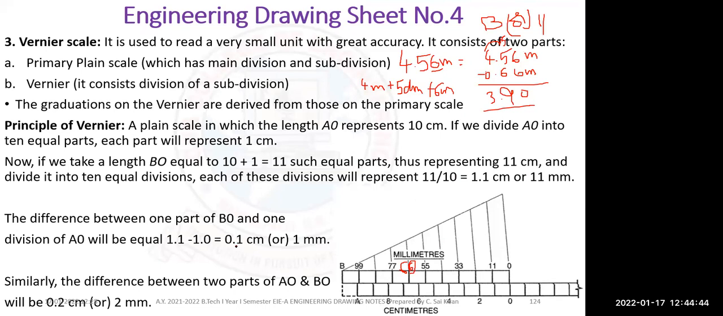66. Okay, so if you see 4.56 meters, how it is divided is 3.9 meters plus 0.66 meters. Then you can generate the divisions in the Vernier scale. That is what Paul Vernier has done.